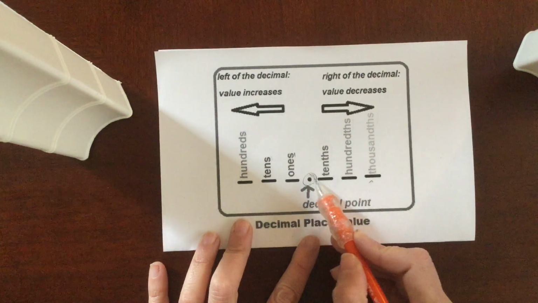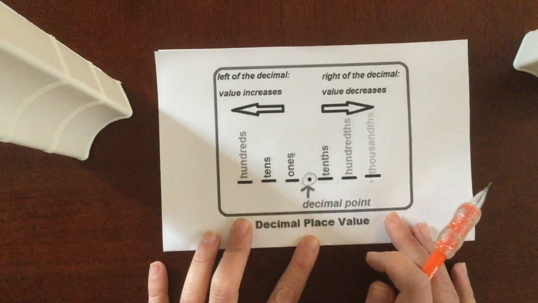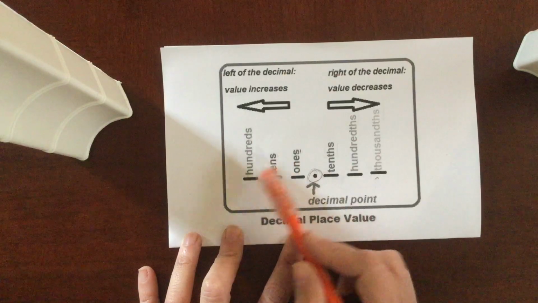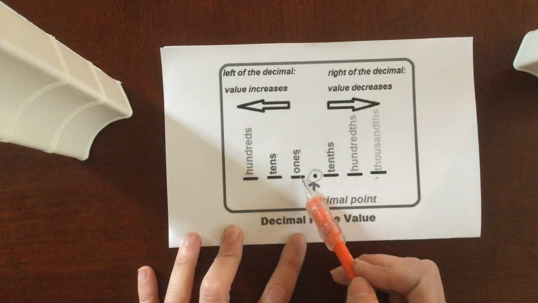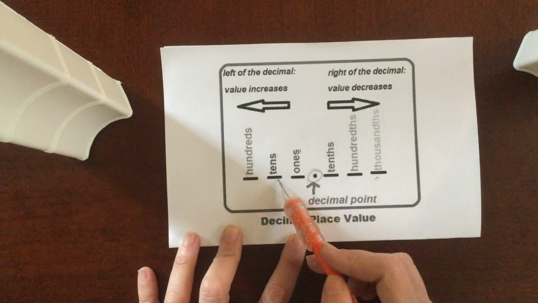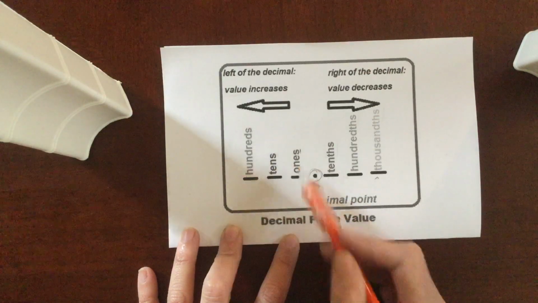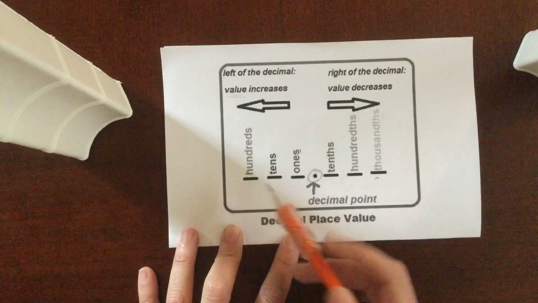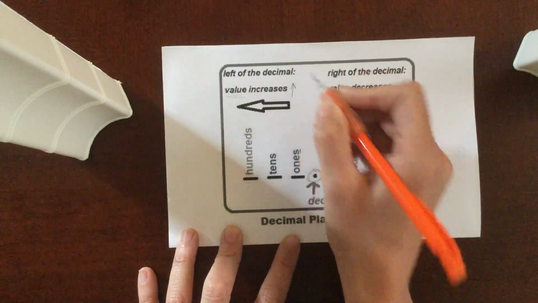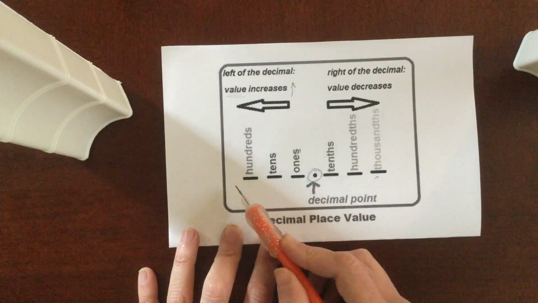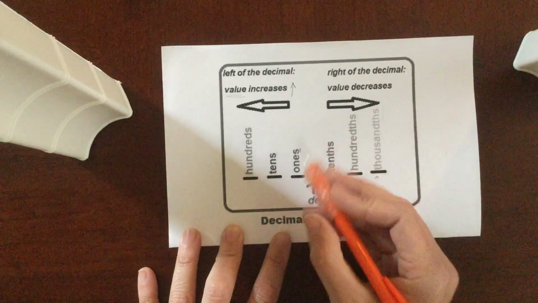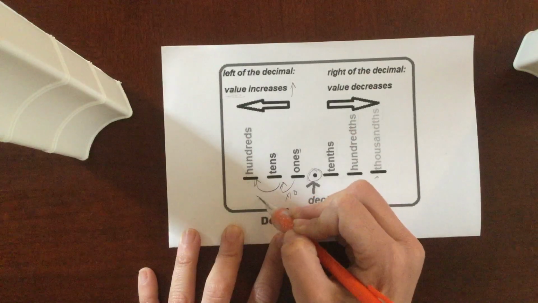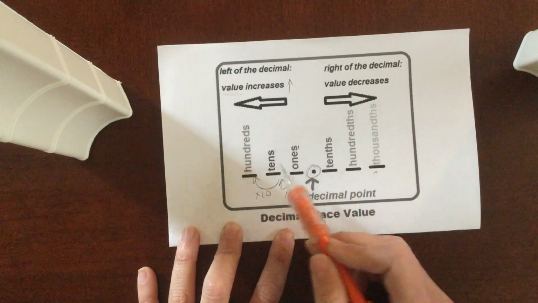My eye is going right to this decimal point. What I'm noticing is that to the left of the decimal point, it's what I already know in my chart. I've got my ones, my tens, my hundreds. I know that the value increases, goes up, as the place values go to the left. Ones, when you times it by 10, you go to the tens, times by 10 again. So this I know on the left.